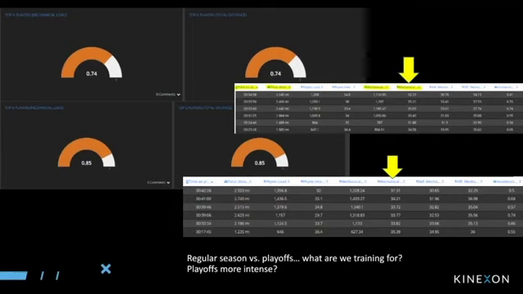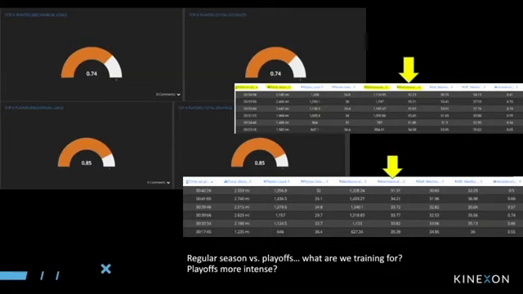Now, everybody talks about the intensity of the playoffs. The playoffs are so intense. Well, yes, they are, because you win or you go home. It's that simple. So there's a lot of intensity going on, but it's outside intensity, meaning that there's a lot more stress on it.